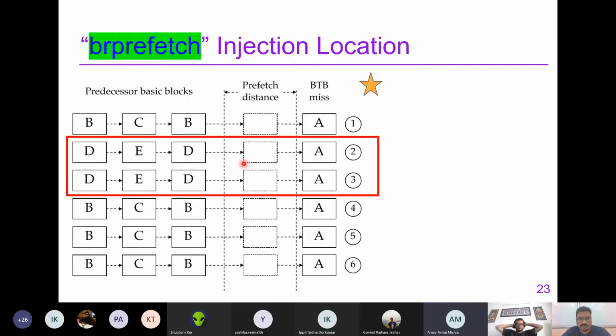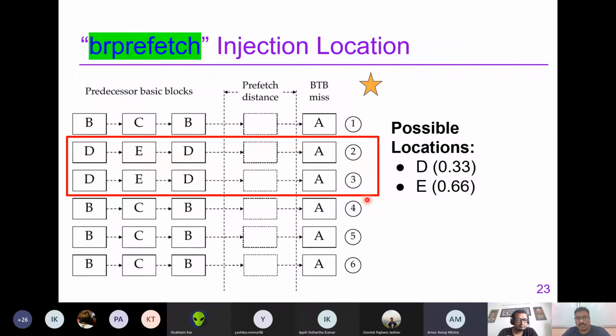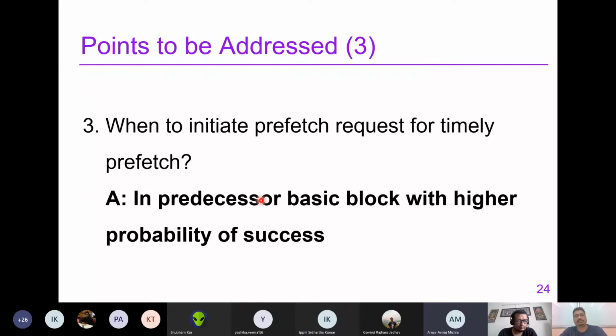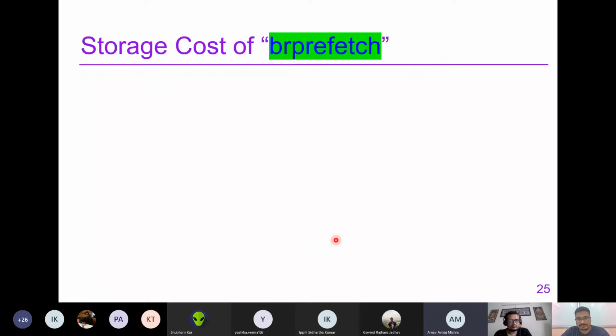Similarly, for these two BTB misses, we have potential candidates to insert in basic blocks D and E with their corresponding probabilities of 33% and 66%. In this case, we will insert our instruction in basic block E. Now, this is how we address the third point, when to initiate. We initiate it in the preceding basic blocks with the higher probability of success.